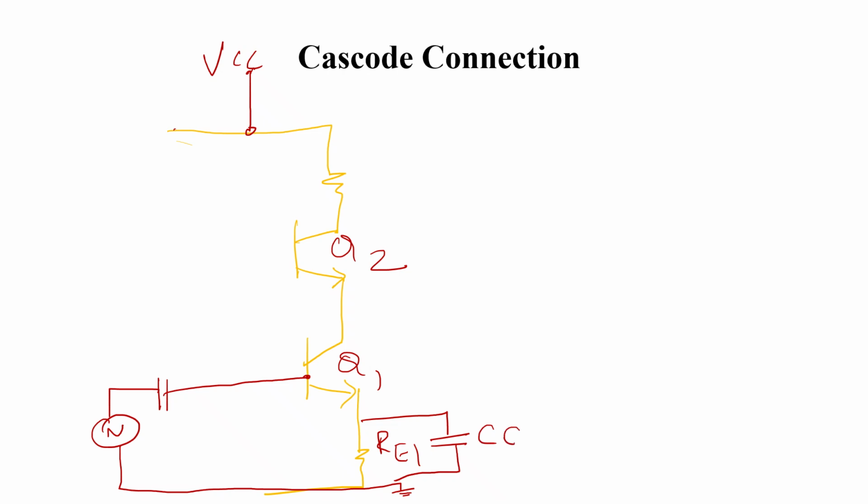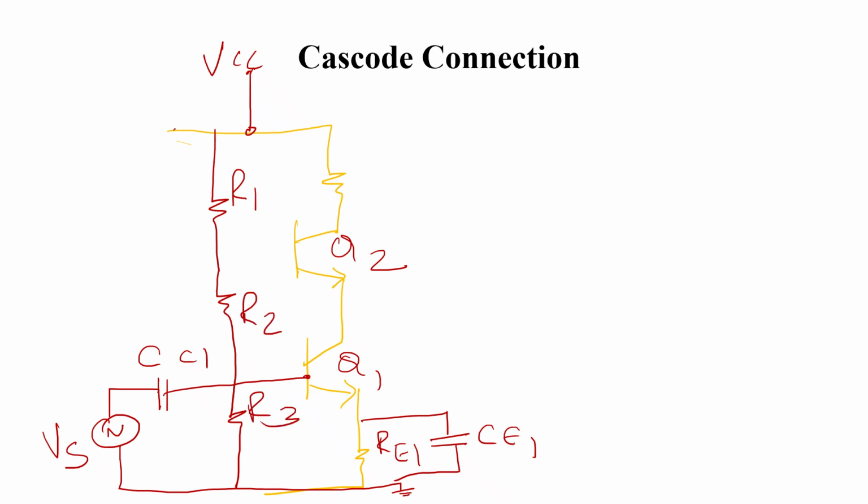RE1, CE1, coupling capacitor 1, and this is the source voltage. Yes, and for the purpose of biasing, R1, R2, R3. Yes, and now we have completed the circuit connections.